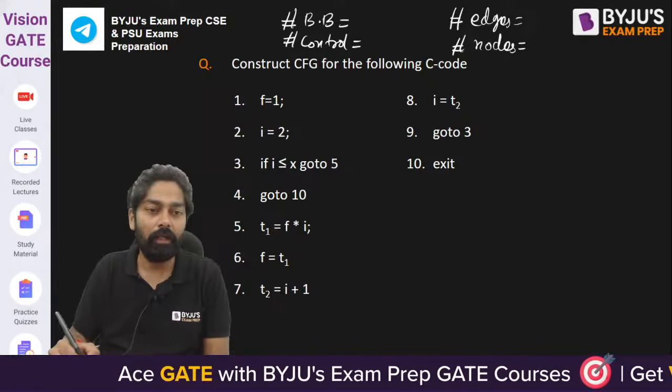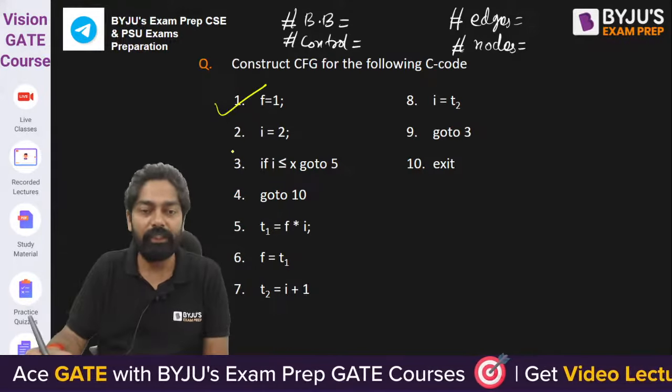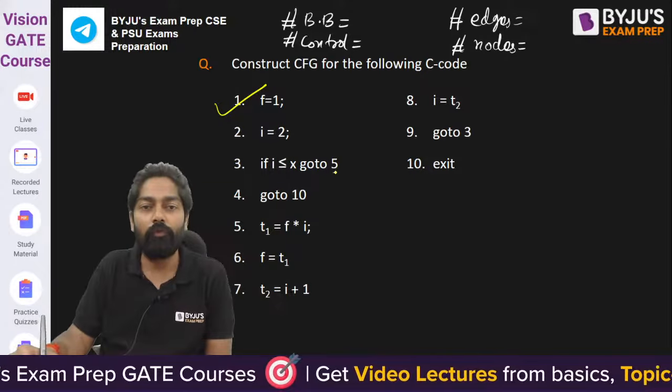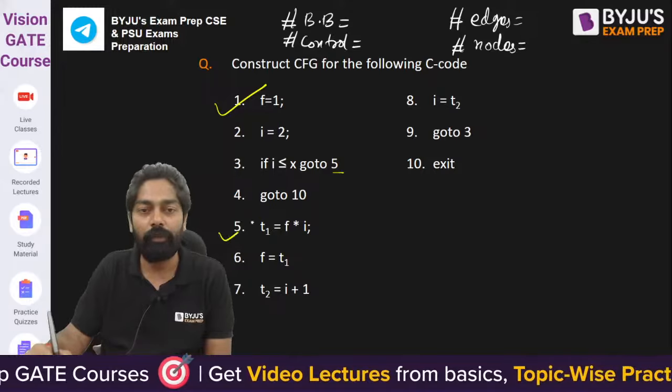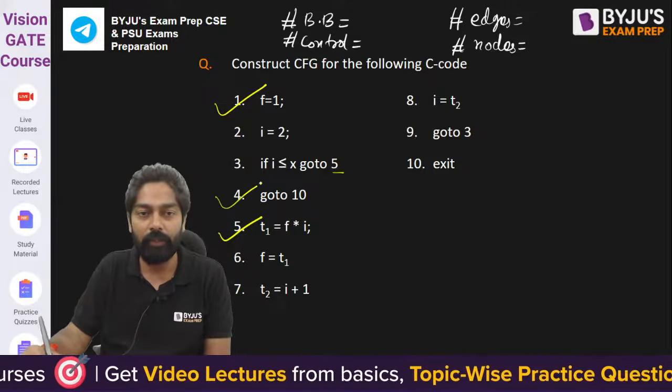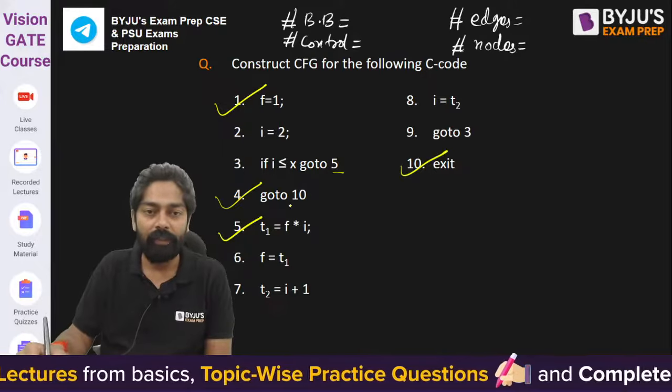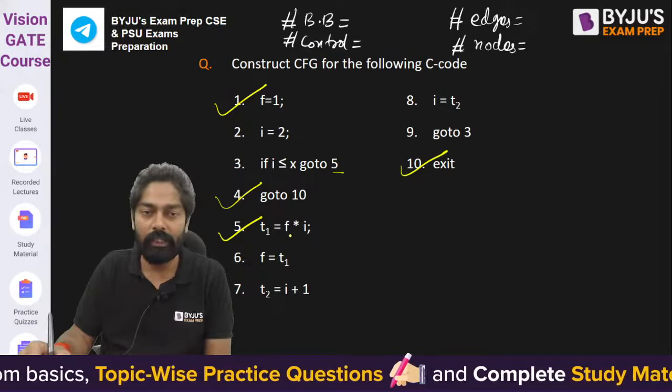See clearly here. The first statement is always a leader. This is a leader. Now go to 5. This is a conditional jump, go to 5, so 5 is a leader. The statement following it is also a leader, so 4 is also a leader. Go to 10, so 10 is a leader. The statement after this one is always a leader too.